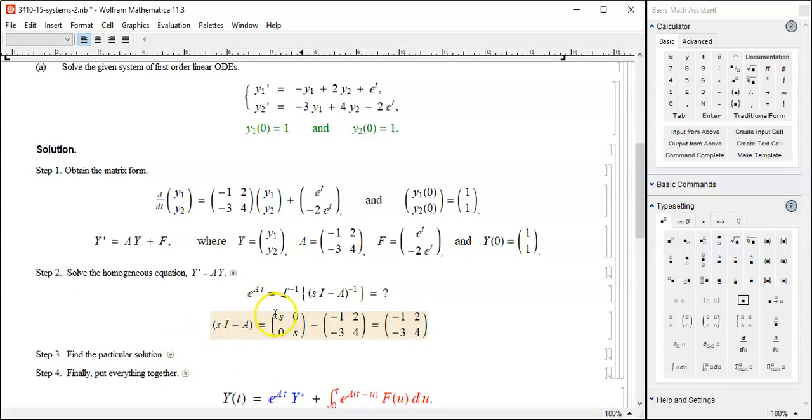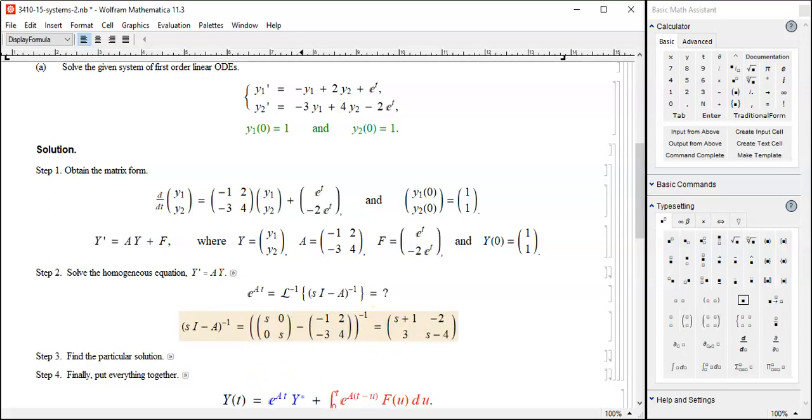sI minus A, so s minus this, so we have s minus of negative, so s plus. 0 minus 2, so sign change. 0 minus of negative 3, so sign change. And the s minus of this, so we get that. Basically, we need sign change for all these, and then we have s and s in the principal diagonal. That's how it works. This is sI minus A. And what I want is the inverse of this, right? So what I want is the inverse of that.